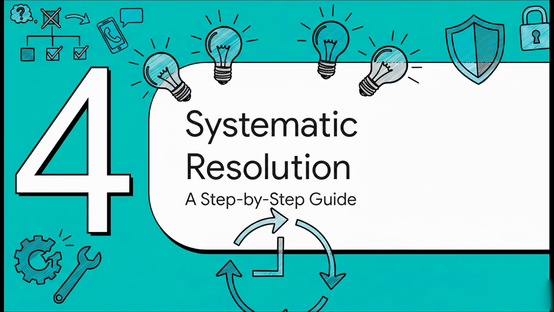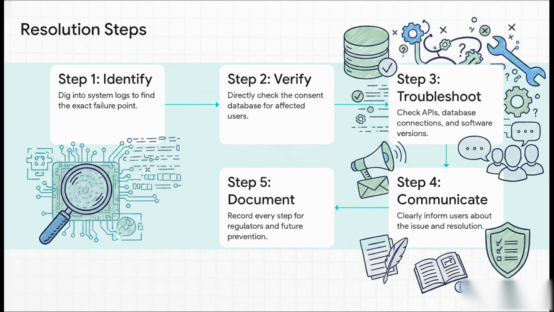Okay, the worst has happened. You've been hit with Error 9607. Your first instinct might be to panic, but that is the absolute last thing you should do. What you need is a calm, methodical plan to fix the problem and minimize the damage. So let's walk through that plan together. The key here is to just stay calm and follow the steps.